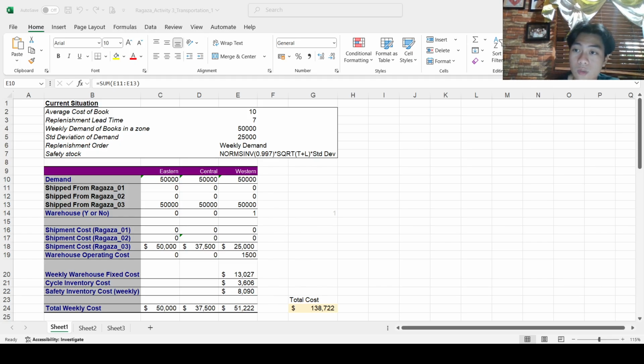the current situation. In this box, it displays the average cost of a book, which is 10 units, replenishment lead time, which is 7 units, weekly demand of books in a zone, which is 50,000, the standard deviation of demand, which is 25,000, and the replenishment order, which equates to the weekly demand, as well as the formula for the safety stock.